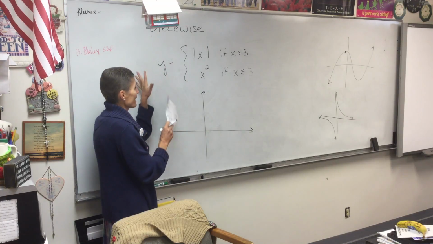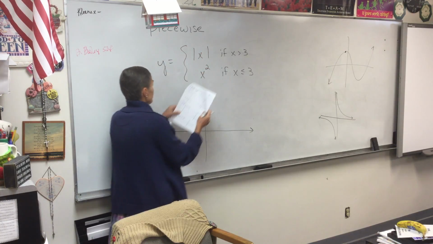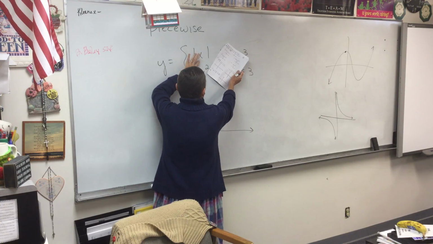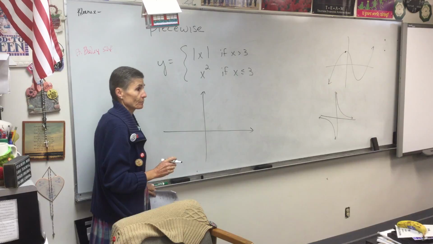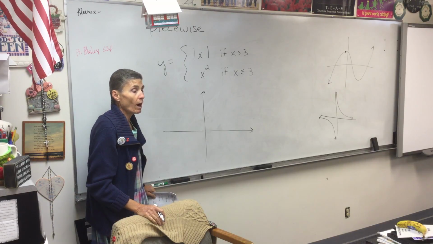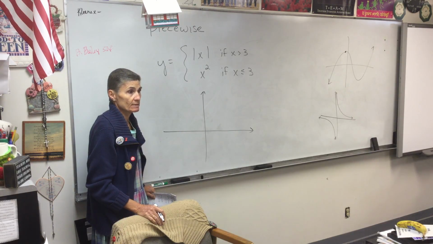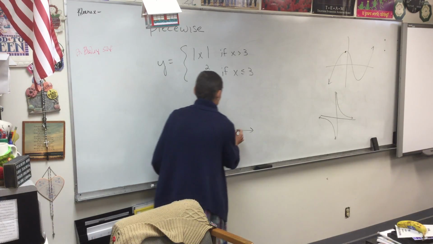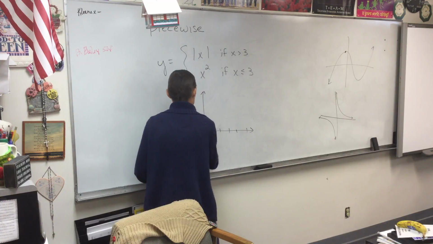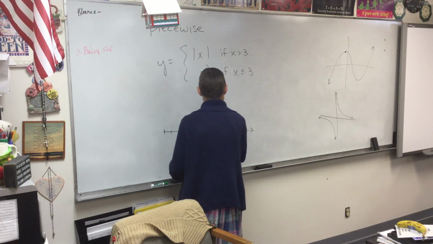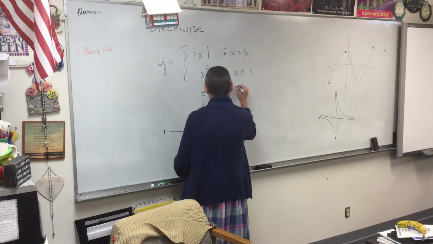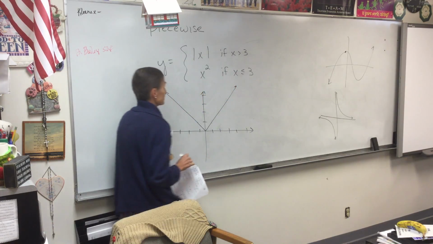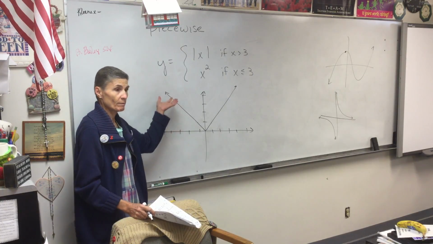I want you to forget everything in the problem except right here. Y equals the absolute value of x. What does that look like? Y equals the absolute value of x. It's a v. So I'm going to go ahead and sketch my v. So there's my nice little absolute value v. Would everybody agree with that?